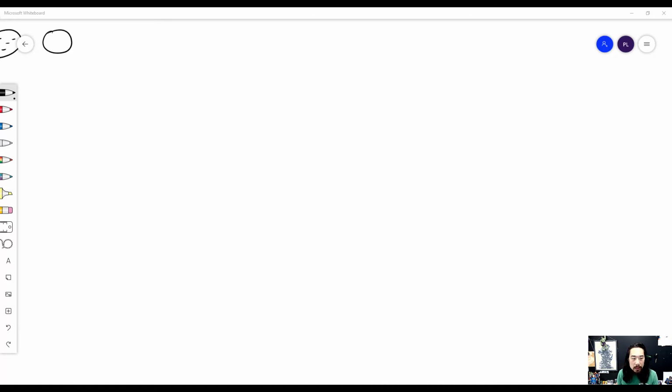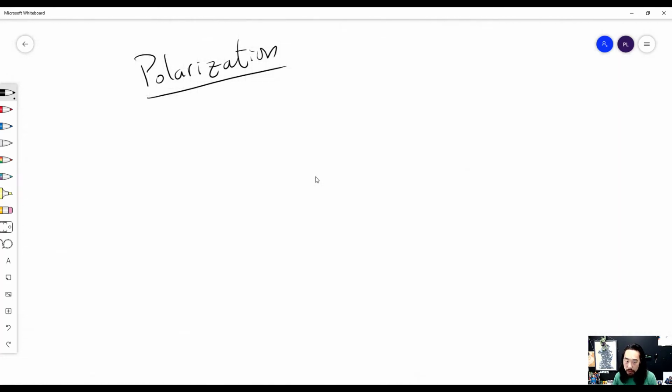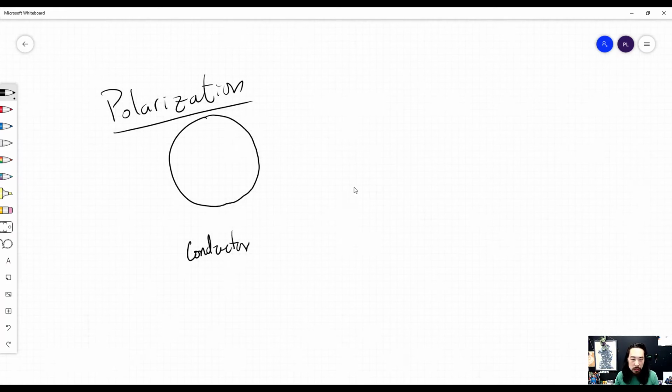Okay, let's take a look at this idea called polarization. Now, with polarization, there is only a redistribution of charges. Charges don't go from one object to another. And there are two different ways to draw polarization based on the type of material. Let's go over conductors first. So for a conductor, we have a neutral object here, and let's say we have a strong negative source right here.